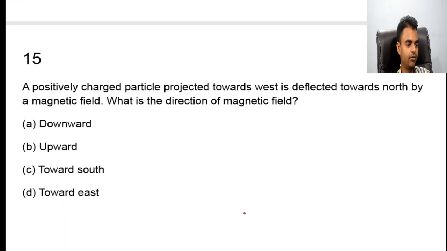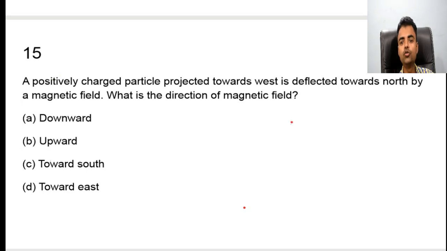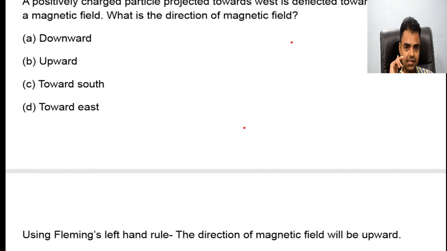Okay, so let's talk about question number 15. What is given in this question? A positively charged particle projected towards west is deflected towards north by a magnetic field. What is the direction of the magnetic field? Whenever they are talking about direction of magnetic field, direction of motion, direction of electric current, in this case especially, there are two methods. One is Fleming's right hand rule. Another one is Fleming's left hand rule. So in this case we have to use Fleming's left hand rule.